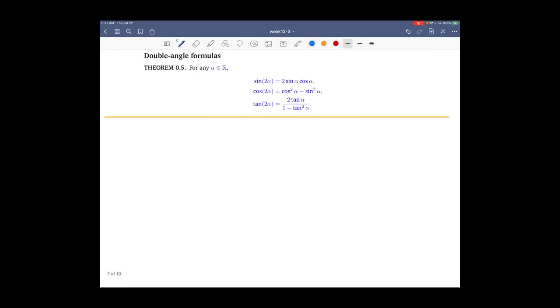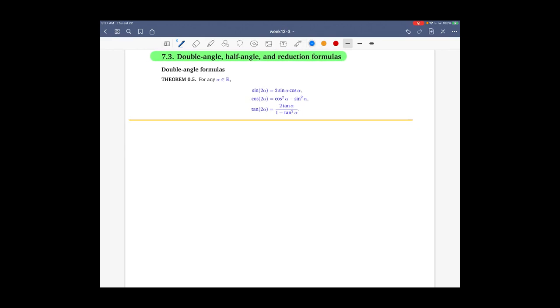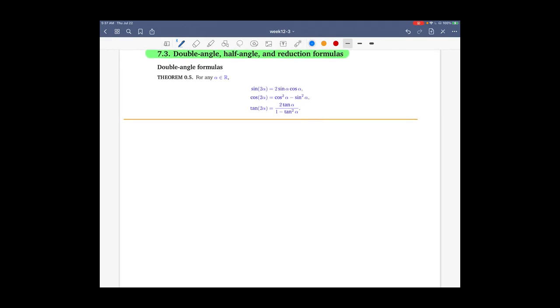For example, to prove the first formula for sine of 2 alpha, we simply represent 2 alpha as alpha plus alpha, and now apply the sine of a sum formula.